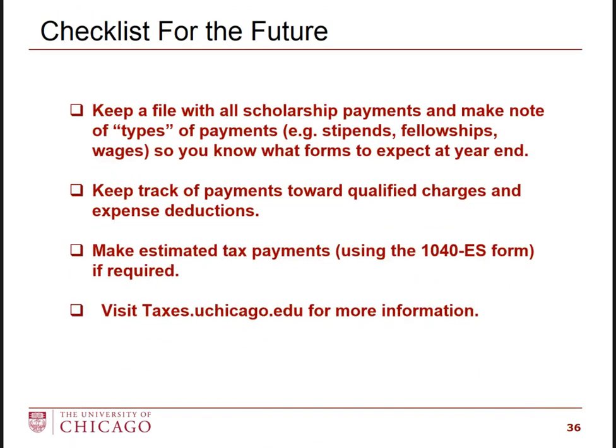In filing your taxes, here are some recommendations for the future. Remember to keep a file of all scholarship payments and make notes of types of payments so you know what forms to expect at year end. Keep track of your payments towards qualified charges and expense deductions. Make estimated tax payments using the 1040-ES form if required. And always remember to visit taxes.uchicago.edu for more information as a UChicago graduate student.